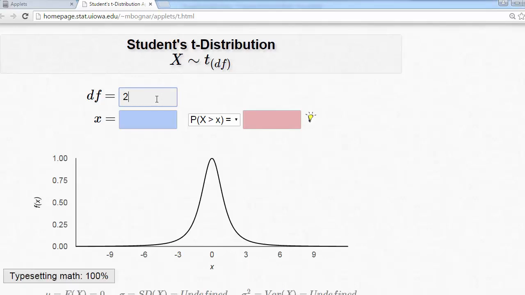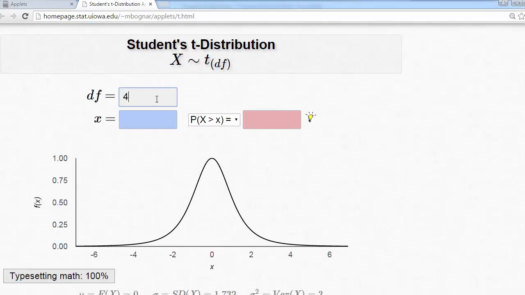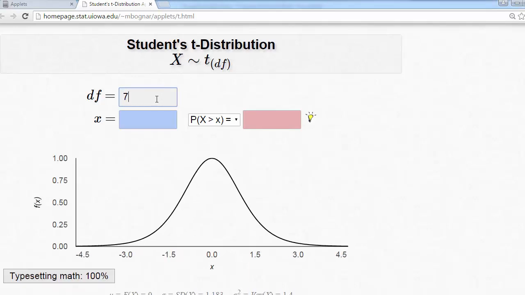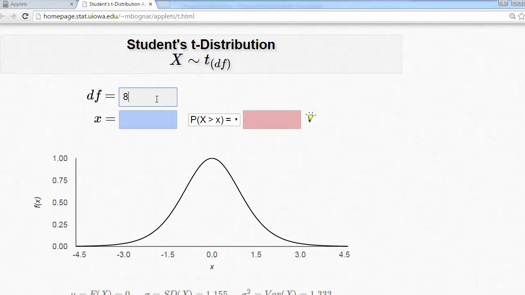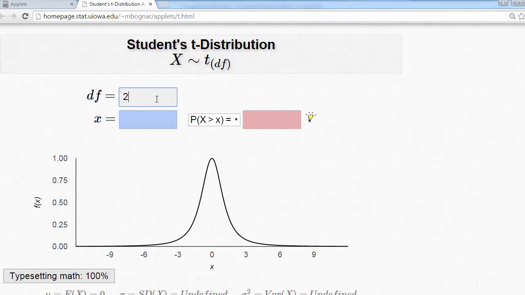So we can enter in 2 here just to see it, and go to 3 and 4. And you say to me, Brian, it looks like that's getting wider. And it does. It does look like it's getting wider. But if you look at the scale on the bottom, it's really wide to start. And we wouldn't see this much area outside of 3.